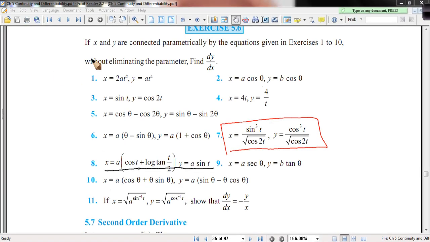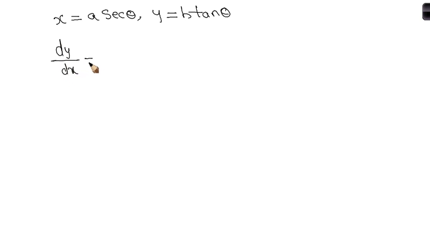Next question, x is equal to a secant theta and y is equal to b tan theta. x is equal to a times secant theta and y is equal to b times tan theta. So dy by dx is equal to dy by d theta upon dx by d theta.